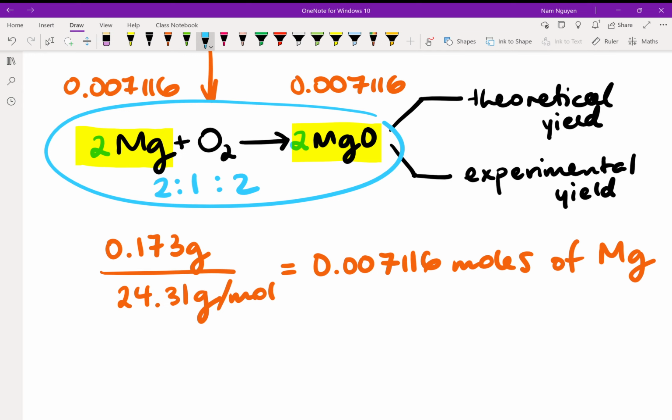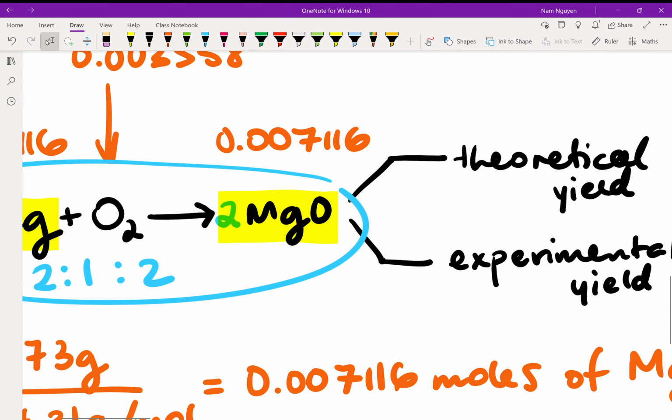So what should happen is, if everything worked out perfectly, we would have an equal number of moles of either substance. You would have started with 0.007116 moles of magnesium, and because it's a 1-to-1 ratio between magnesium and magnesium oxide, you should produce an equal number of moles of magnesium oxide. But that number is useless to us because what you did was you measured mass. So what you need to do now is take this value and convert it.